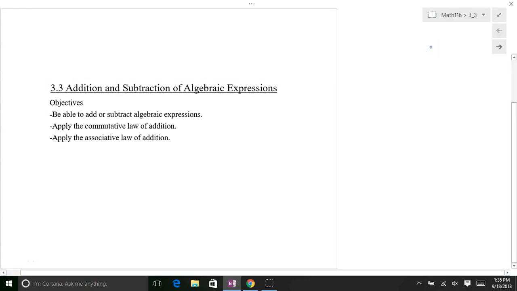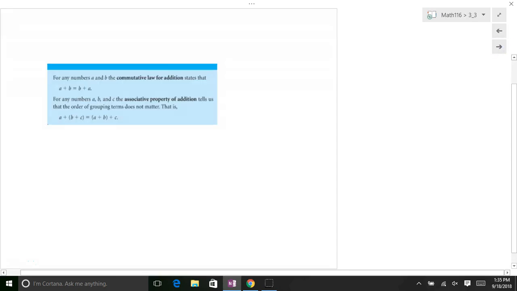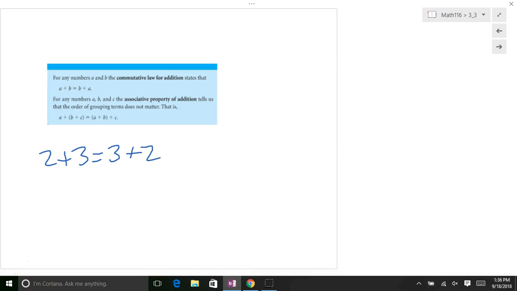Addition and subtraction of algebraic expressions. Let's remind you of a couple properties. The commutative law of addition says a plus b equals b plus a. Isn't 2 plus 3 the exact same as 3 plus 2? Sure it is. That's what the commutative law of addition is stating.